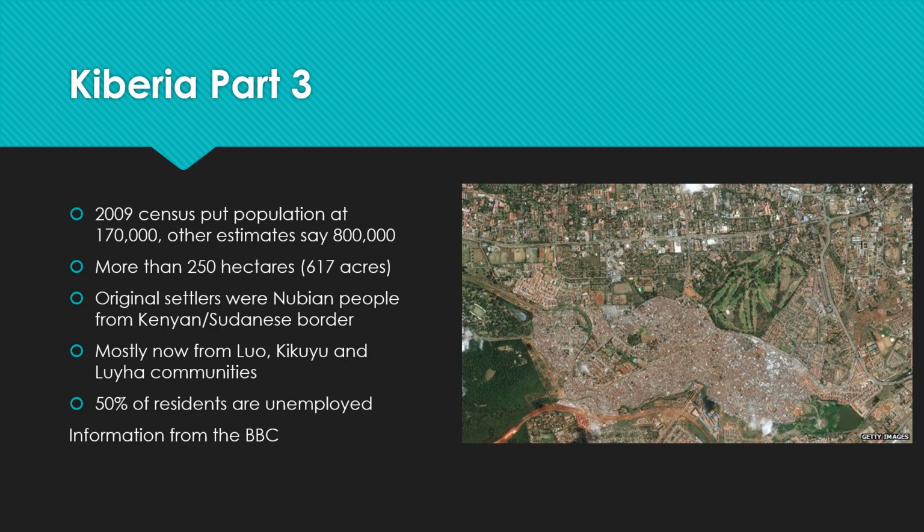So I added some extra information that wasn't found in your text about Khyberia from the BBC. This is an overview picture of Khyberia. In 2009, the census put the population at 170,000, but others estimate it's 800,000. Again, it's not monitored or taxed by the government, so there's no formal census that's completed. It's more than 617 acres. The original settlers were Nubian people from Kenya and Sudanese borders, and they're mostly now from Luo, Kikuyu, and Luhya communities, and 50% of the residents in this squatter community are unemployed.